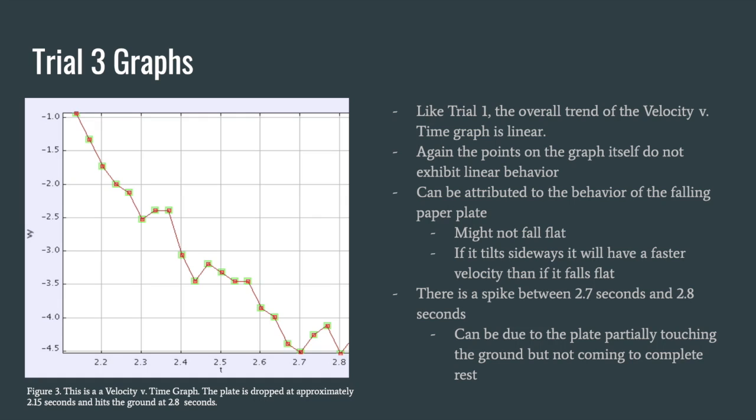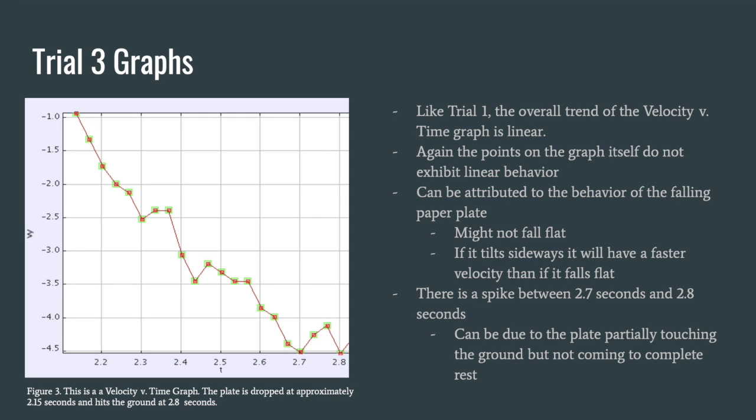Trial 3 was of the plate with the mass of 64.77 grams, and in the velocity versus time graph, like Trial 1, the overall trend is linear, but the points on the graph itself do not exhibit a linear behavior. And like in Trial 1, this can be attributed to the behavior of the falling paper plate because it might not necessarily fall flat, and if it tilts sideways, it will have a faster velocity than when it falls flat.